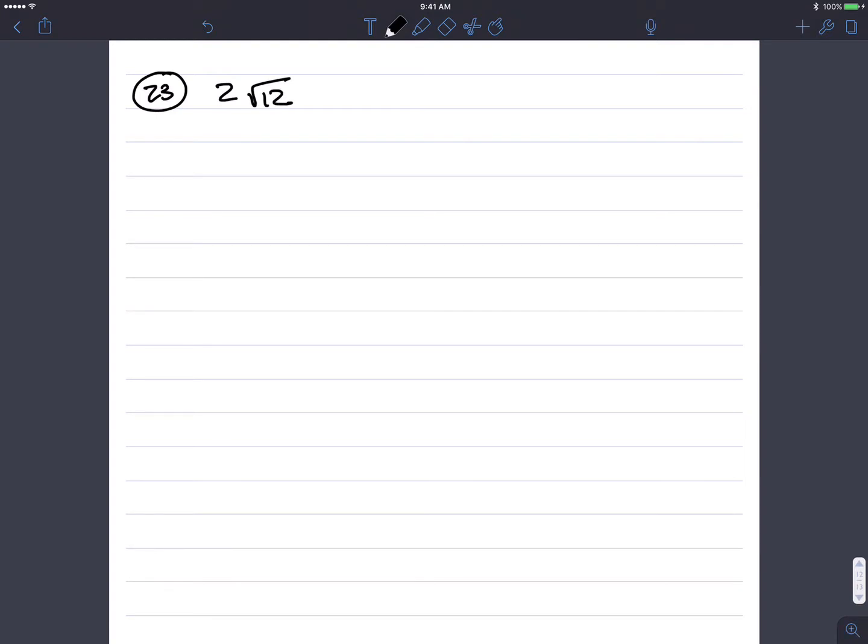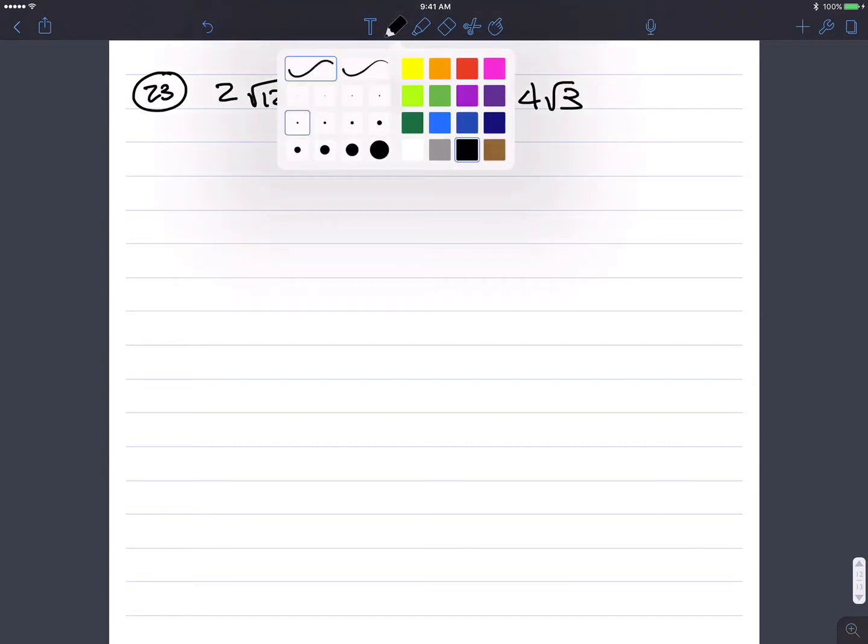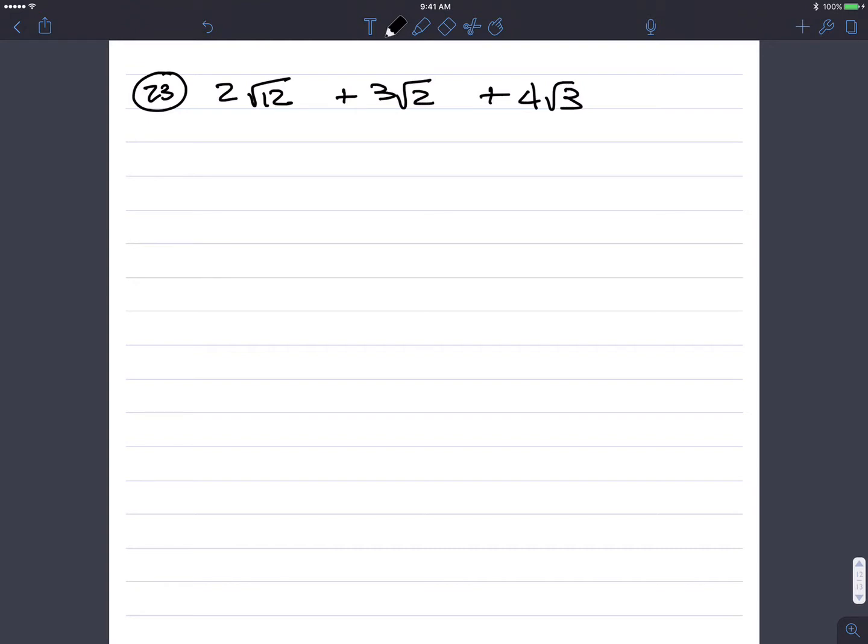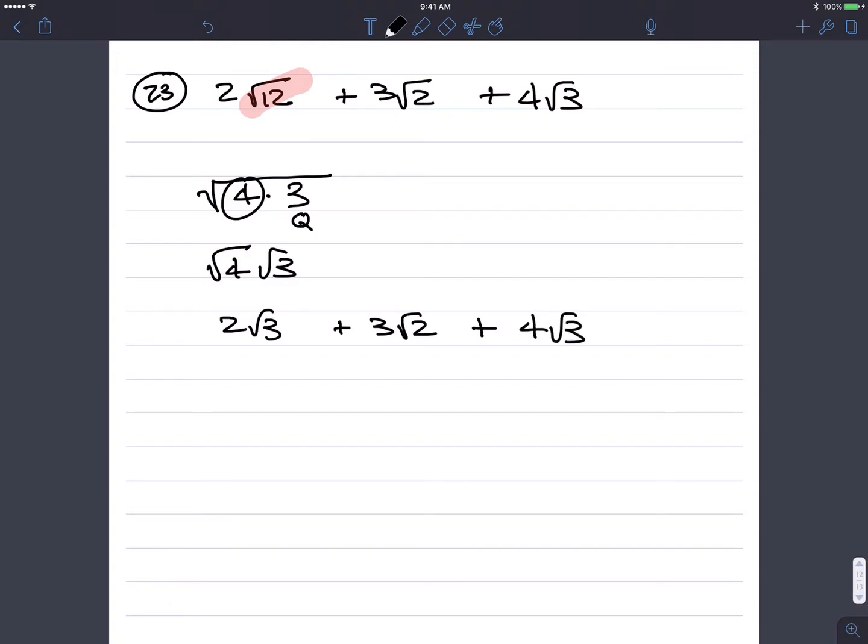Number 21: 2 times the square root of 12 plus 3 times the square root of 2 plus 4 times the square root of 3. We can simplify the radical square root of 12 here, and when we do, notice what we're doing here. We're going to find the largest perfect square that goes into 12, which is 4. 3 is going to be our quotient. By the product rule, we get the square root of 4 times the square root of 3, which is 2 times the square root of 3. Don't forget to bring down that addition of 3 times the square root of 2 plus 4 times the square root of 3.